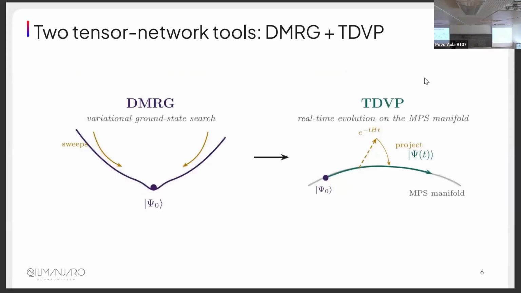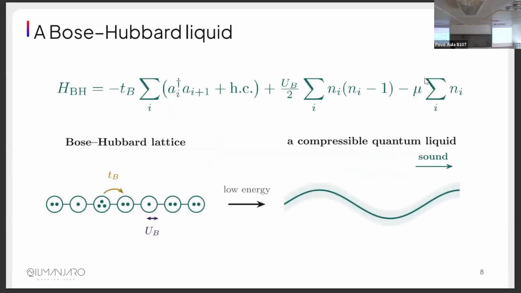The tools that we are going to use to simulate this type of system are DMRG, to find the ground state of the spin part, and TDVP, to evolve the system and see what is happening in the real-time evolution. I'm not going to explain these two methods too much because they are the basis of tensor networks. So let me pass to the physical part.